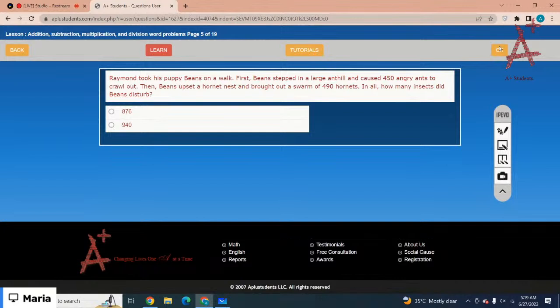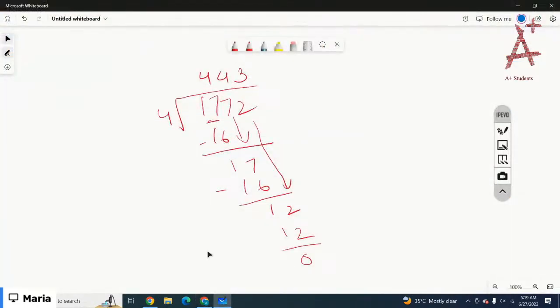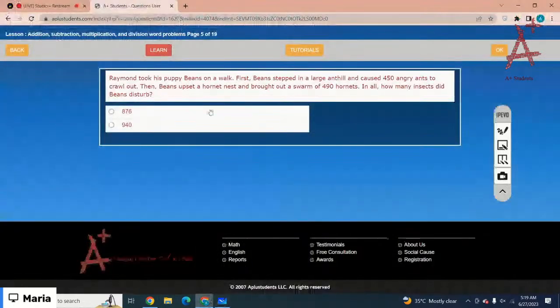So 450 plus 490 is: 0 plus 0 is 0, 9 plus 5 is 14, 4 and 1 carry, 4 and 4 is 8 and 1 is 9. That means the total is 940. So the total insects he disturbed is 940. Got it?